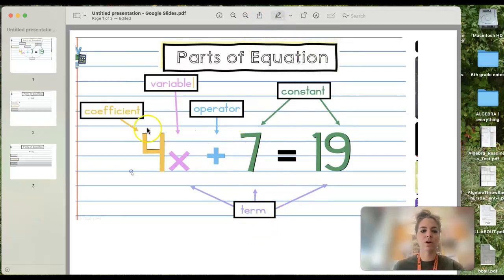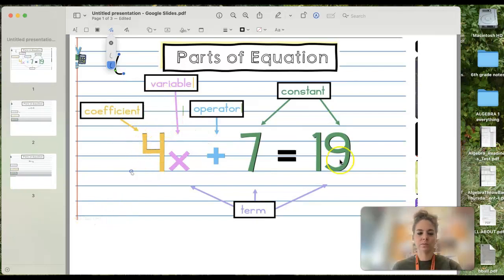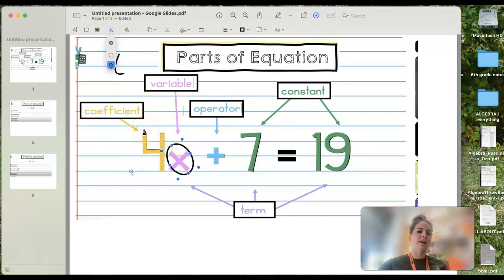All right, so a coefficient, I'm going to actually start with the variable because that's really what an equation is a lot of times about, is finding what that variable is. So a variable is a letter that is used to represent an unknown number. So here is our variable. A coefficient is a number that is being multiplied by a variable. So our 4 right here is our coefficient.